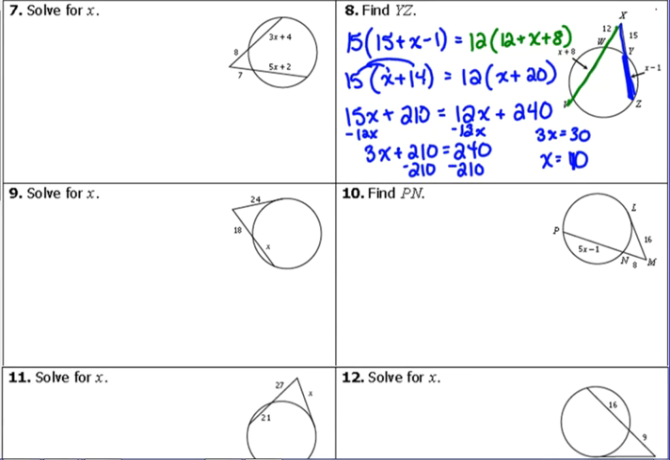They didn't want x, they wanted yz. So yz is x minus 1, so x was 10, 10 minus 1 is 9. 9 was the final answer they were looking for.